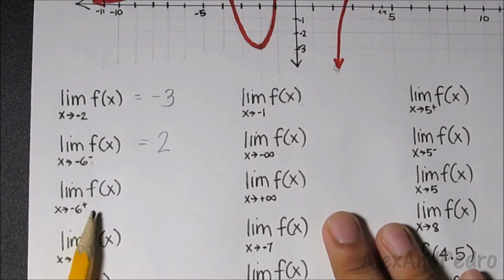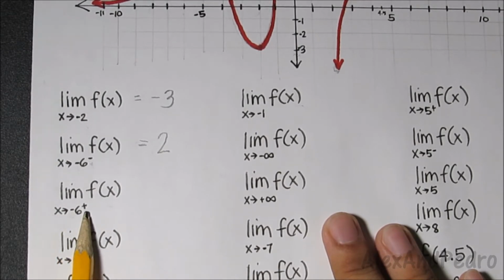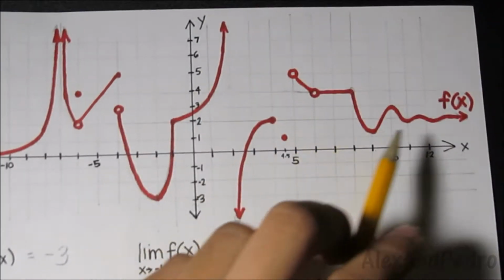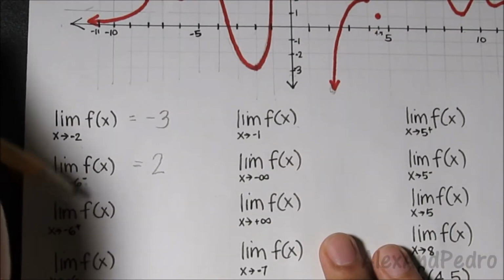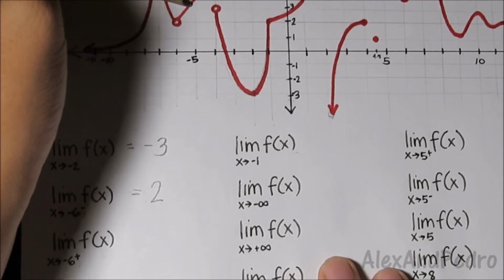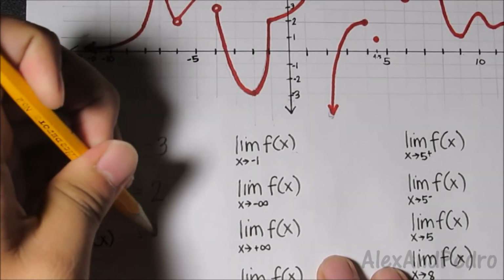How about this one? The limit of f of x as x approaches negative 6 from the right. Because right is positive, left is negative. So, from the right, it approaches 2 as well. Okay, that's great.